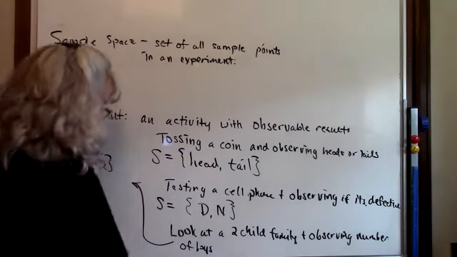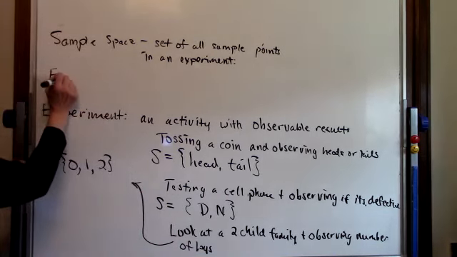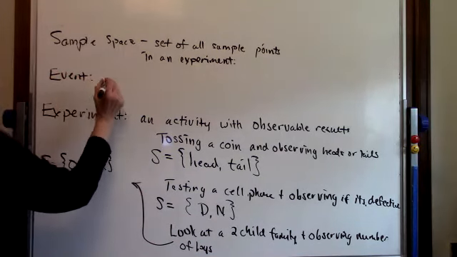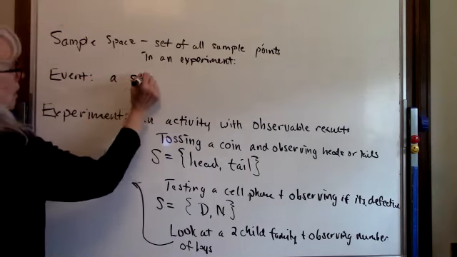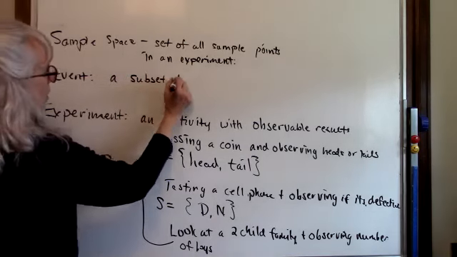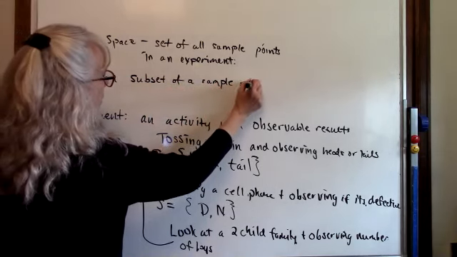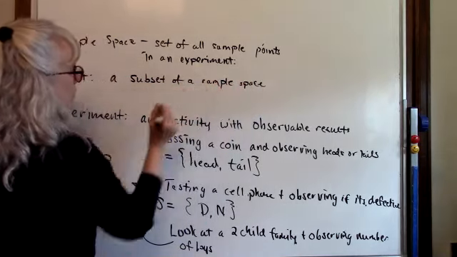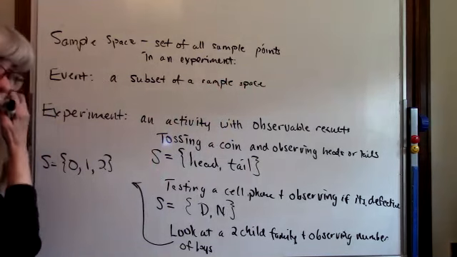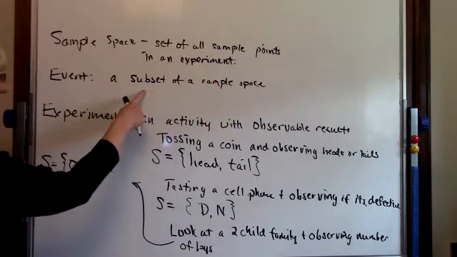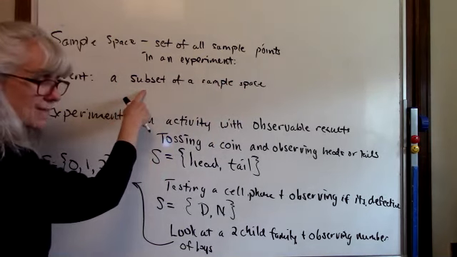Now, an event, our next word. The event is a subset of the sample space. We'll do an example of this in just a bit, but it goes back to the vocabulary that we used in chapter 6. A subset of a set is anything that's contained within that set.